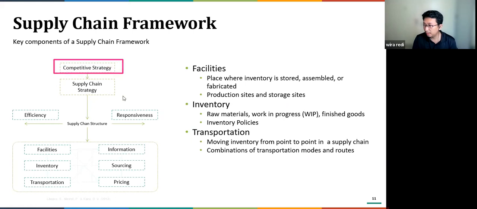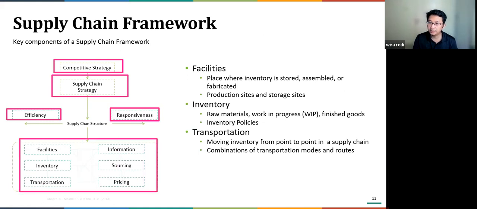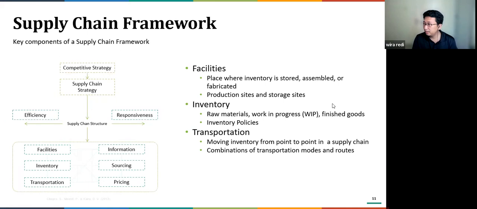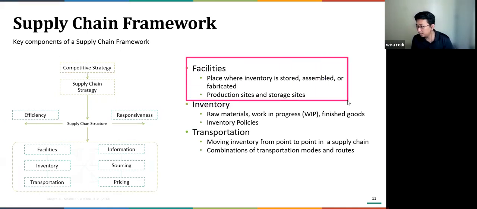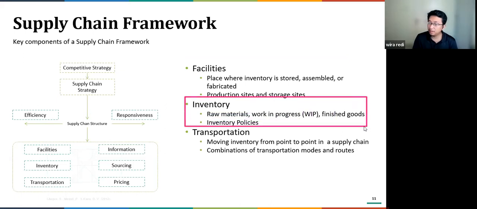So competitive strategy is embedded in the supply chain strategy, whether it's going to be more efficient or more responsive. It will be reflected in their supply chain structure. For example, facilities relate to the places where inventory is stored, assembled, and fabricated. It also considers the production sites and the storage sites or warehouses. Inventory is about how much we need for raw materials, work in progress, and so on.